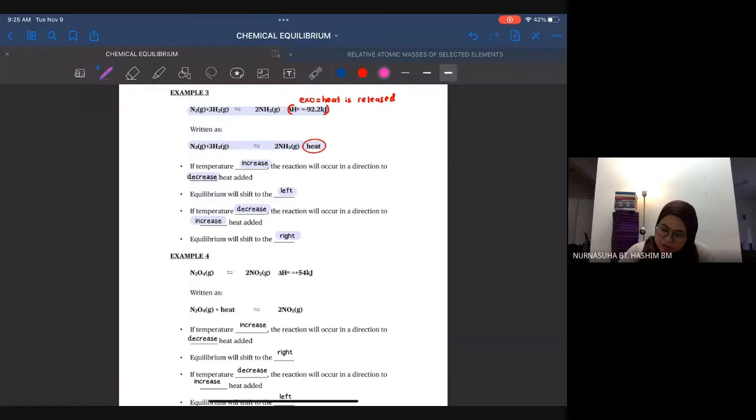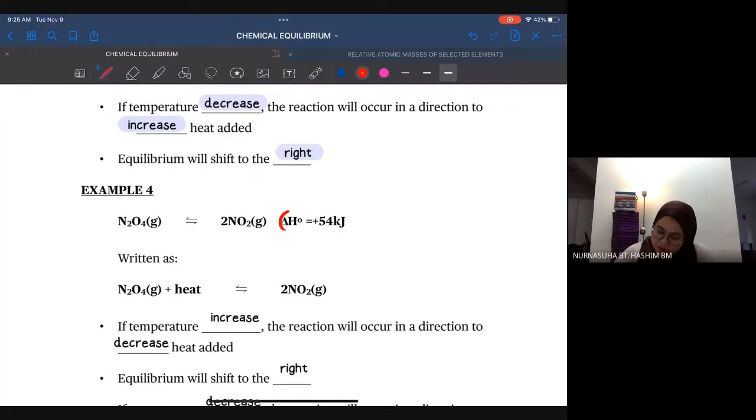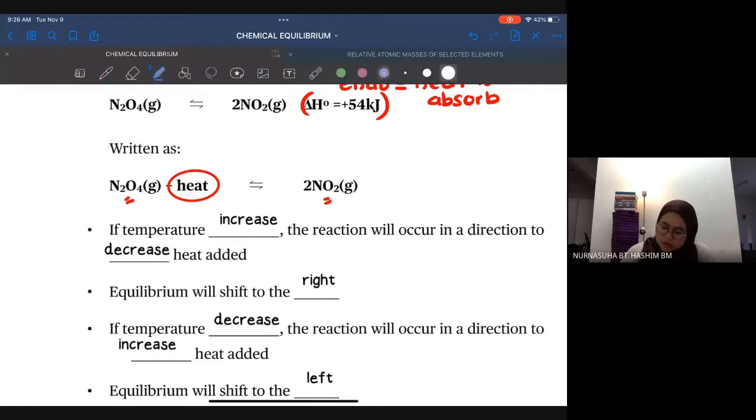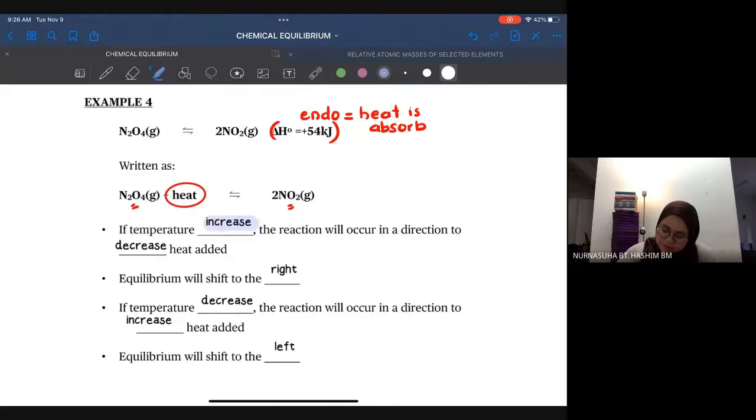Okay, kita tengok lagi one more example. Yang atas ni exo, sekarang cuba kita tengok endo, example 4. So the delta H given is positive 54, which is endo. So kita tahu kalau endo, heat is absorbed. Heat is absorbed. So bila heat is absorbed, maksudnya heat tu kita boleh tulis dia di sebelah kiri. Maksudnya N2O4 ni dia absorb heat in order to form NO2. Okay. So if the temperature increase, reaction will occur in a direction to decrease the heat added. So for this case, the equilibrium will shift to the right.